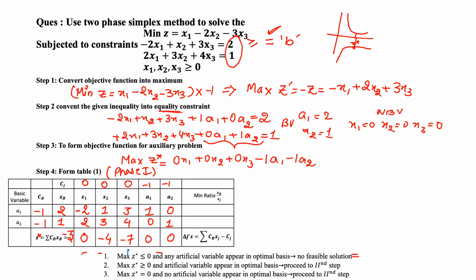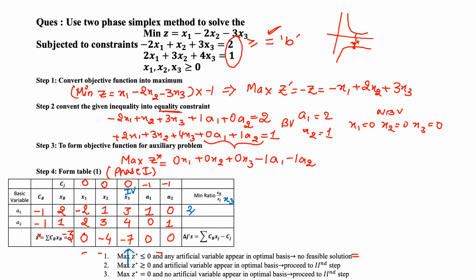Okay, so with respect to that, x3 is my incoming variable. Now what we are going to find out is the outgoing variable. For the outgoing variable, we will see the value of the minimum ratio, which is xb divided by the incoming variable coefficient. The incoming variable is x3 and its coefficients are 3 and 4.